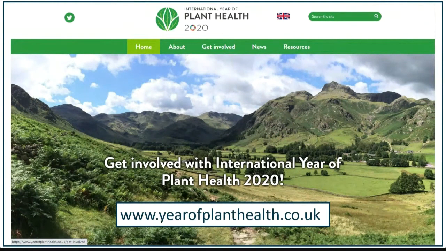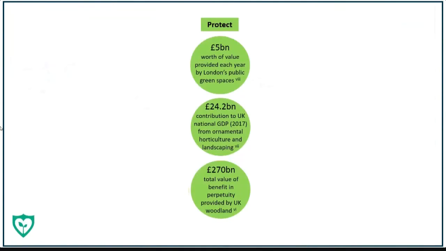So what is the scale of the threat from plant pests to the UK? In the green circles are monetary estimates of the benefits plants provide us with. These estimates take into account social, environmental, and economic valuations. The green circle at the top indicates that London's public green spaces provide us with £5 billion worth of value each year.